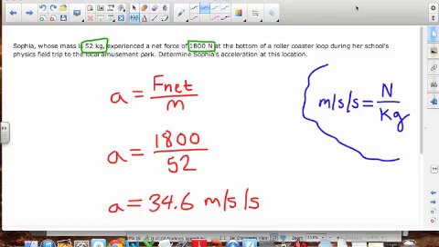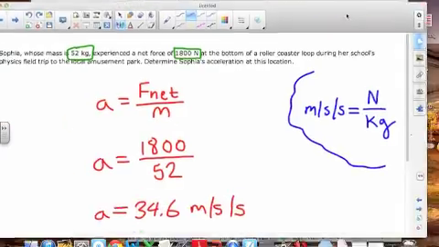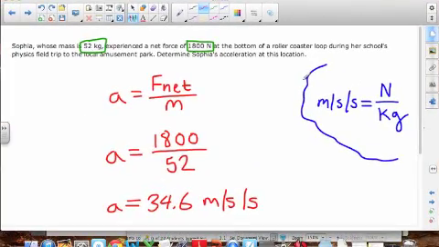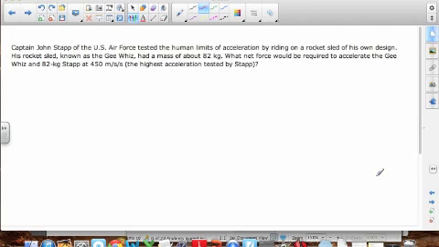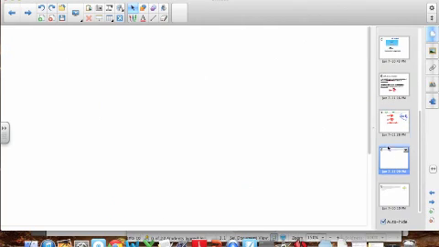That is actually quite a significant acceleration. Hopefully, as you do these problems, you will get a better idea of what is a big acceleration, small acceleration, what's a big net force, small net force, and so on. So this was a very simple problem. Let's look at a slightly more challenging one. I'm going to go back here and copy and paste Newton's second law in equation form.